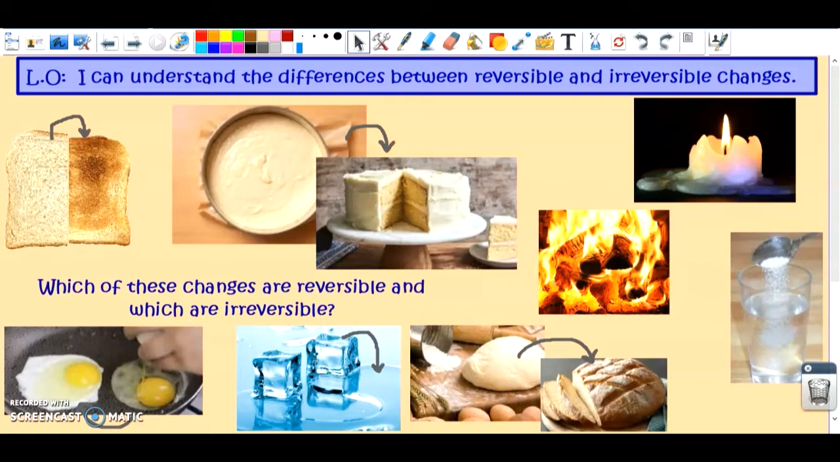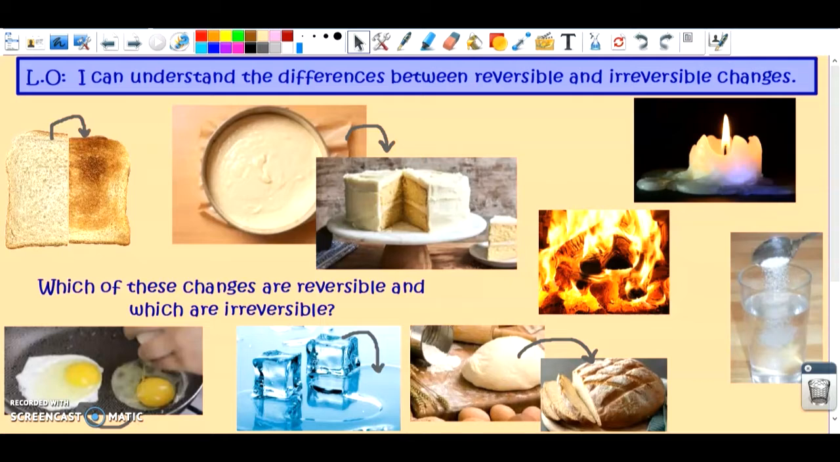Now, first of all, I want you to think about those two words and what they actually mean. What does it mean if something is reversible? I wonder if you can think about something which you might be able to put that into context with. If something's reversible, it means you can change it back to how it was. And if something is irreversible, it means you can't.